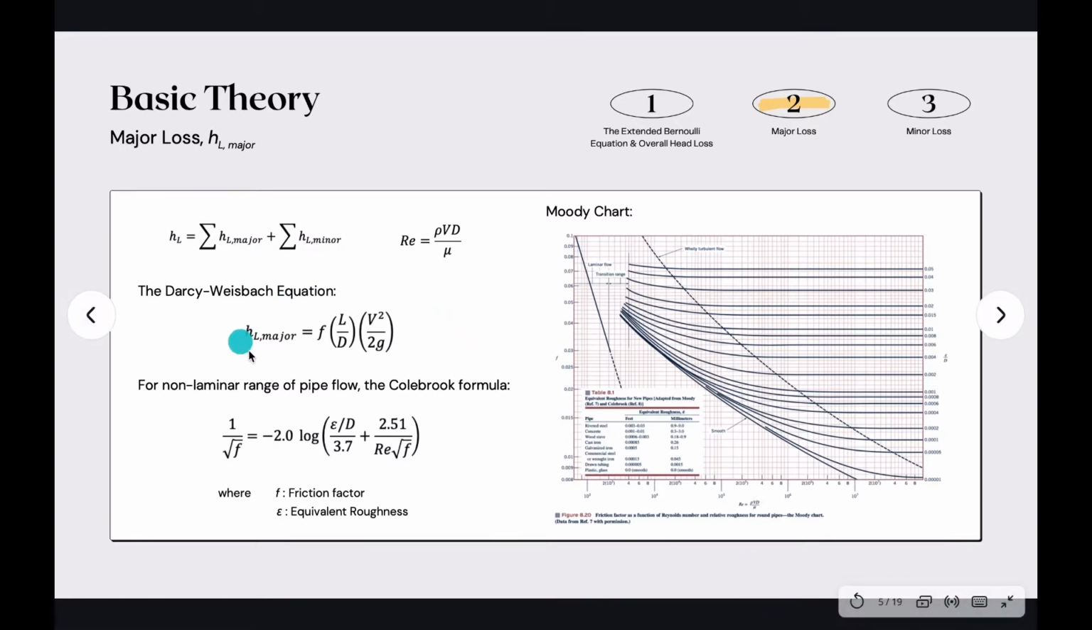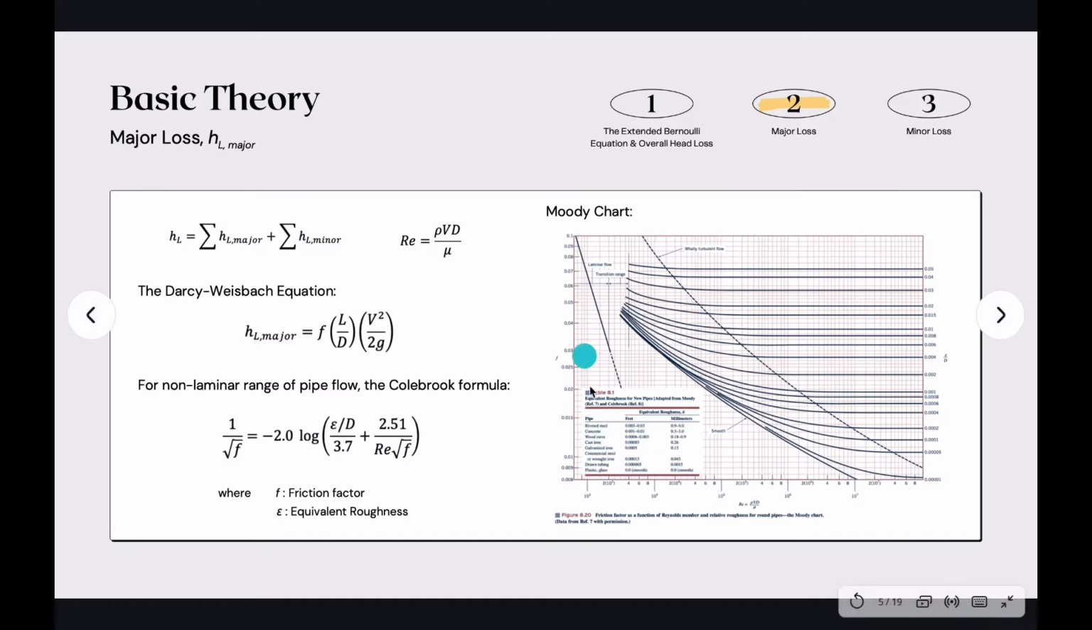Using this Darcy-Weisbach equation, we are able to find the friction factor. Then, we can calculate the equivalent roughness of the pipes by using the Colebrook formula under the condition that the fluid flow in the pipe is turbulent. We can check whether the flow is turbulent by finding the Reynolds number beforehand. If the value is greater than 4,000, then it is safe.